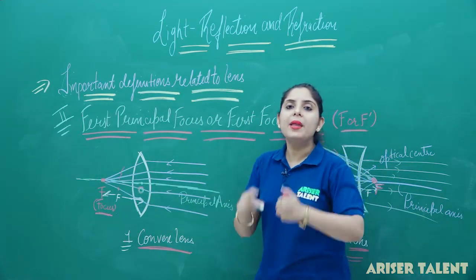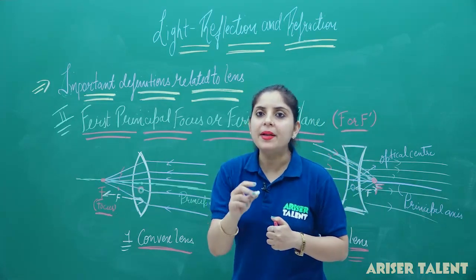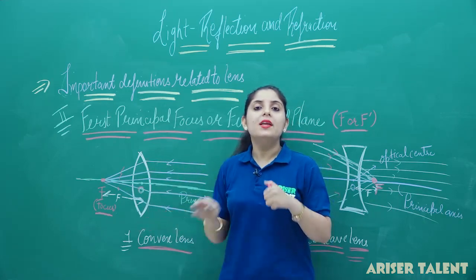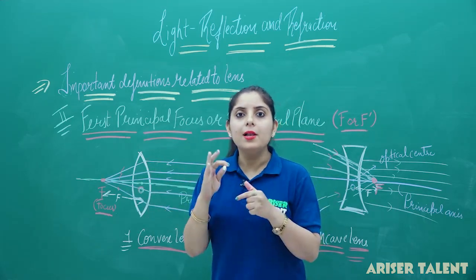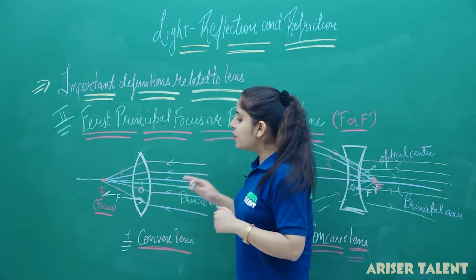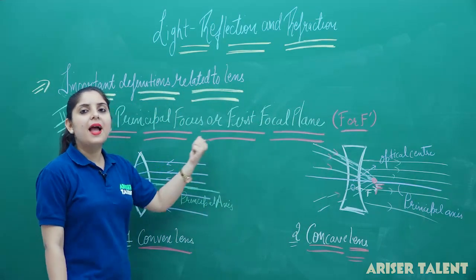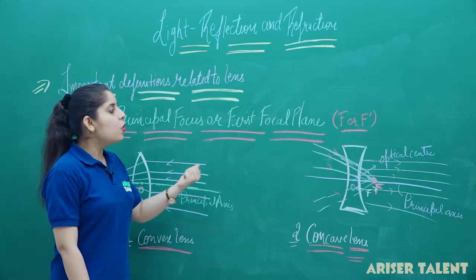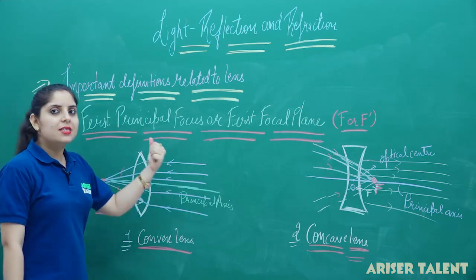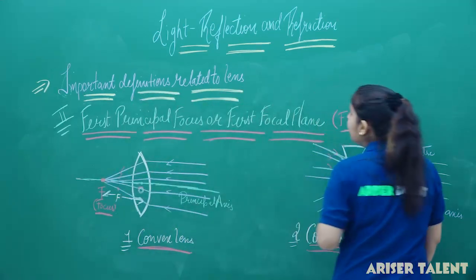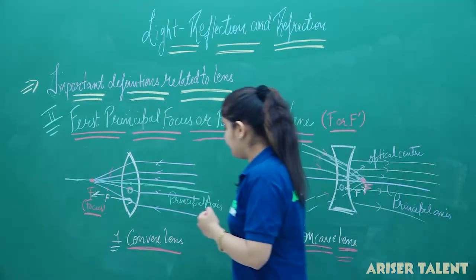And what is focal plane? A plane which is perpendicular to the principal axis passing through this point will be known as our focal plane. So these are the terms we have seen here: what is first principal focus, what is focal plane, and what exactly is the focal length. So this is the case we have discussed for the first principal focus. Now let's see what will be the second principal focus.